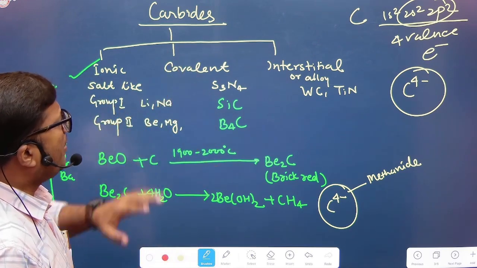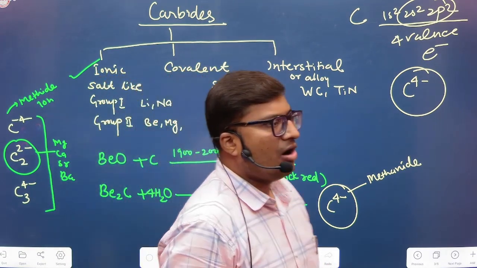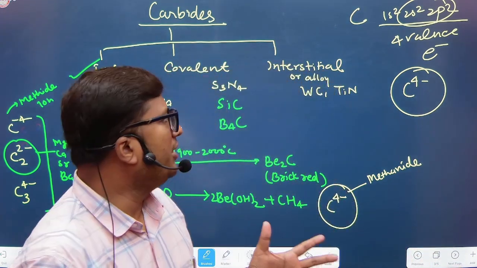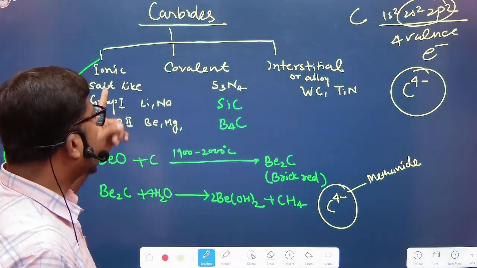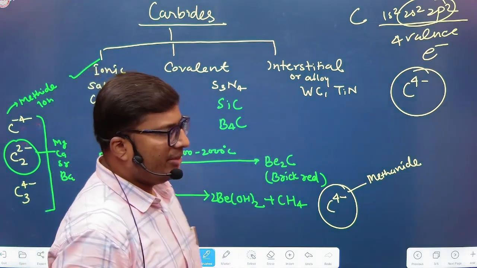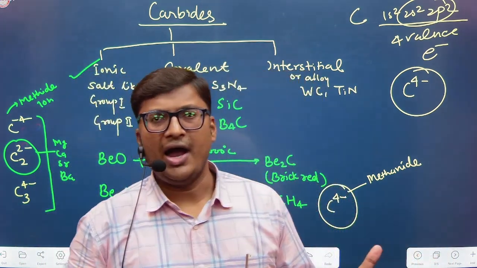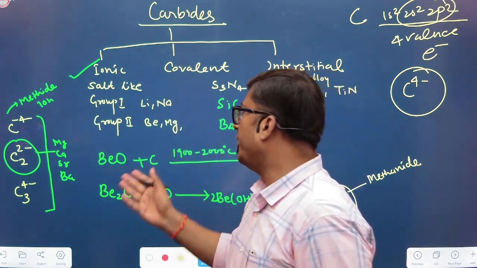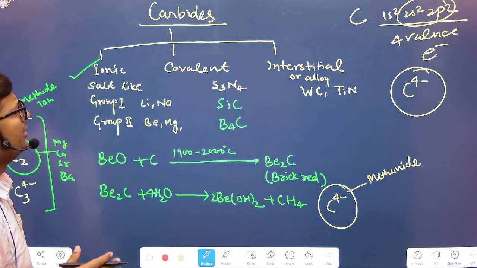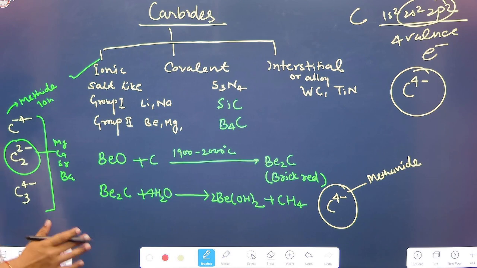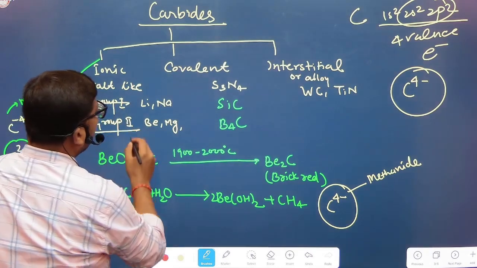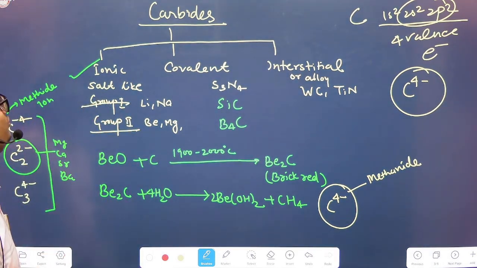So what is a carbide actually? Carbides are materials which can be classified as ionic, salt-like, covalent, and interstitial or alloy-based carbide materials. Ionic carbides form through electropositive metals, and they are binary compounds, right? They form a salt-like structure with group first and group second metals. So they are carbides.